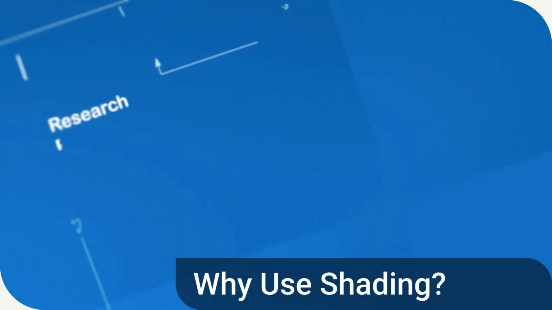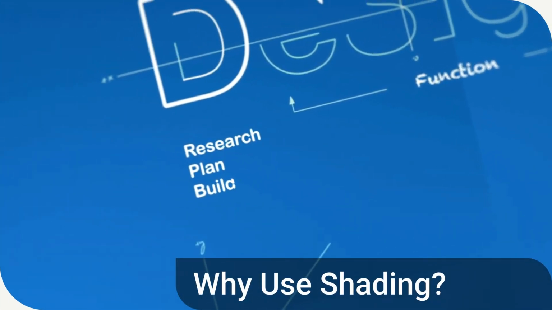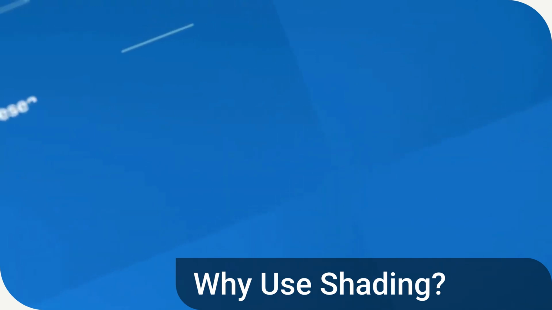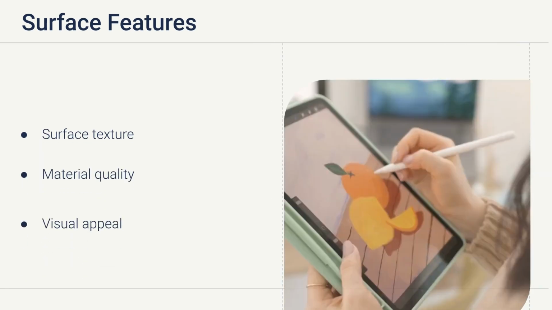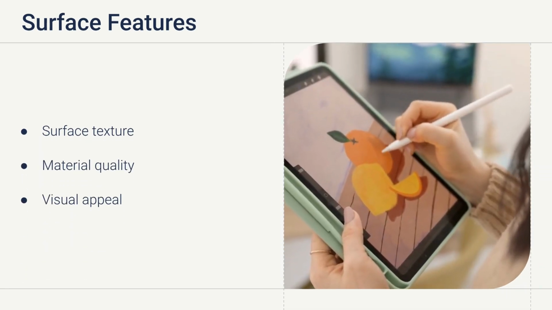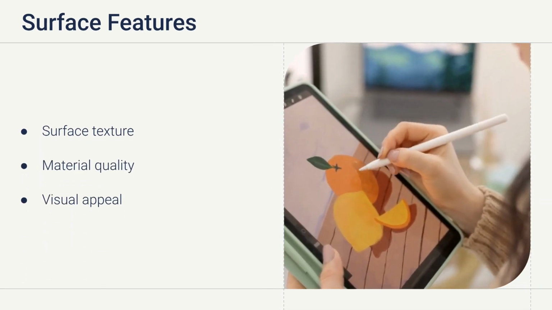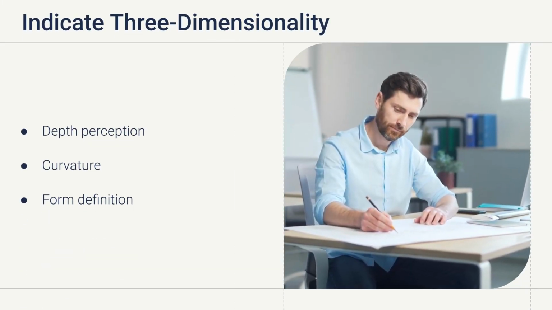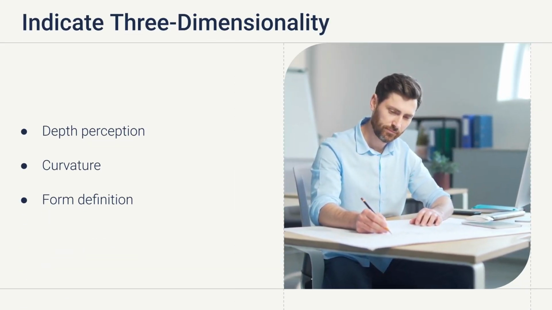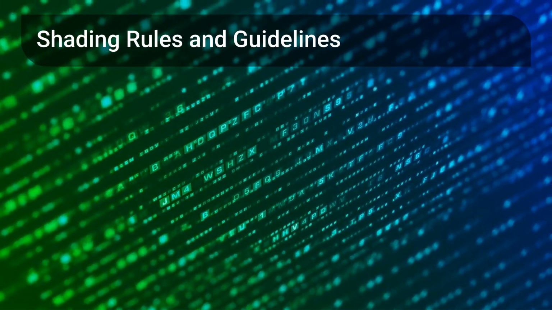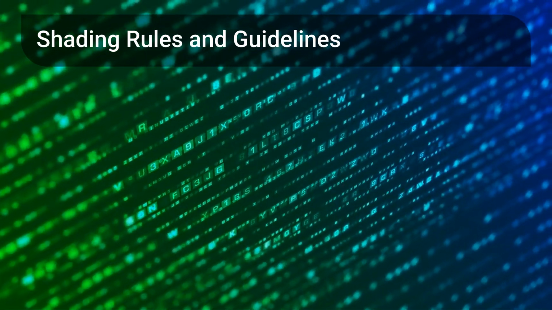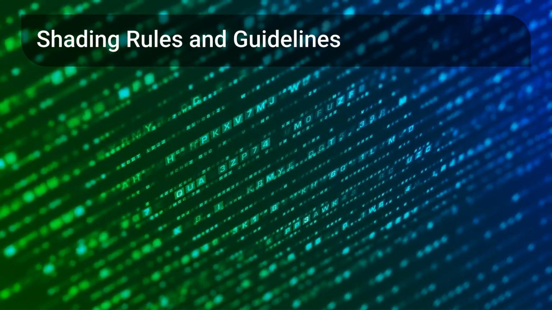The primary purpose of shading is to make complex structures easier to understand and to visually indicate the texture or depth of surfaces. Shading allows you to effectively represent surface features, distinguishing between different materials or textures on your invention. Crucially, shading helps indicate three-dimensionality, bringing depth and realism to your two-dimensional drawings. Both the USPTO and the EPO have specific rules for shading to ensure consistency and readability.